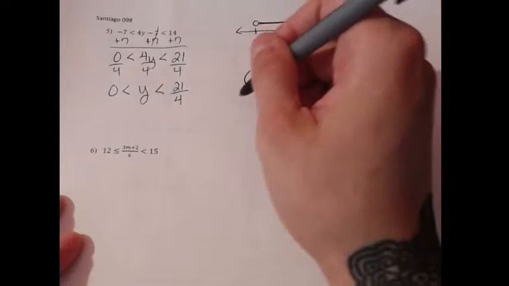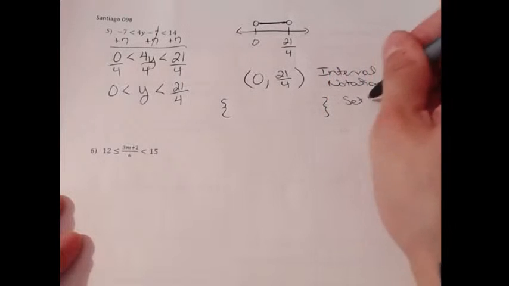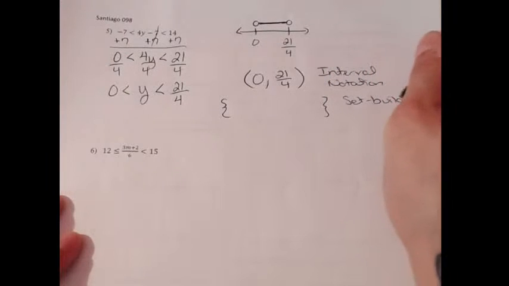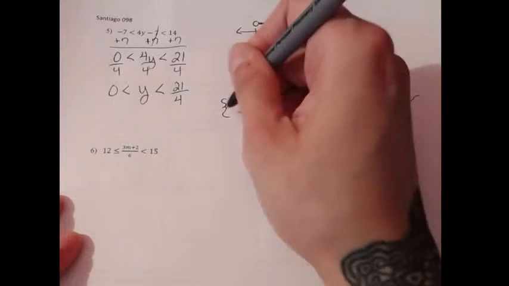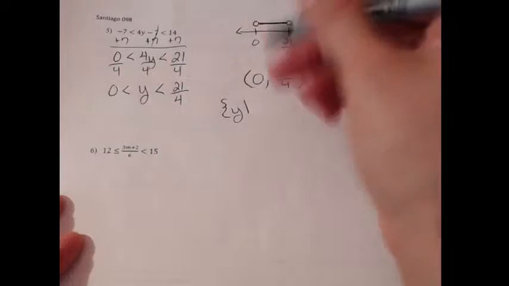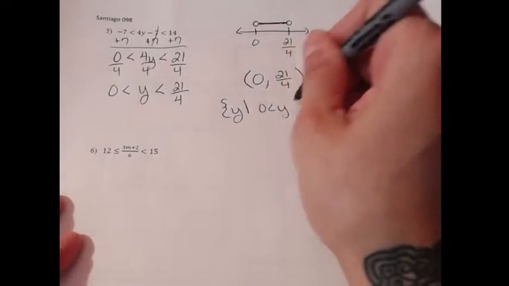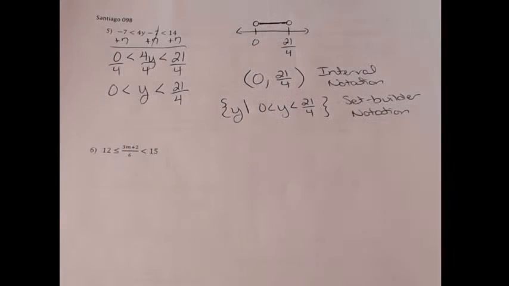Lastly, I want to write my set builder notation by using braces, of course. I then also note that my variable in question is y. So I'm going to go ahead and write y and then the bar. And then all I have to do is simply write my solution inside this region. And I'm done. Voila. Very nice.